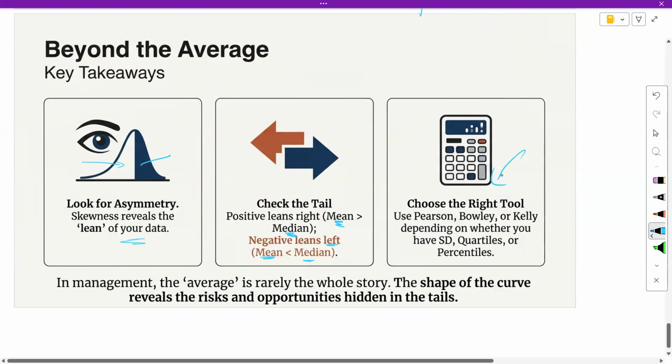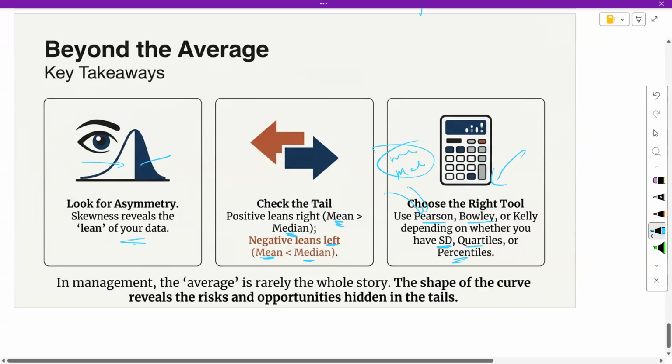And choose the right tool. There are measures of skewness: Pearson, Bowley, Kelly. Based on the data available in the given data set, we have to choose which one is more suitable. Use Pearson, Bowley, or Kelly's depending on whether you have standard deviation, quartiles, or percentiles. Even when you use Pearson, you also have to decide which formula to use, based on the median or mode. Be very careful. There are two formulas in Pearson.